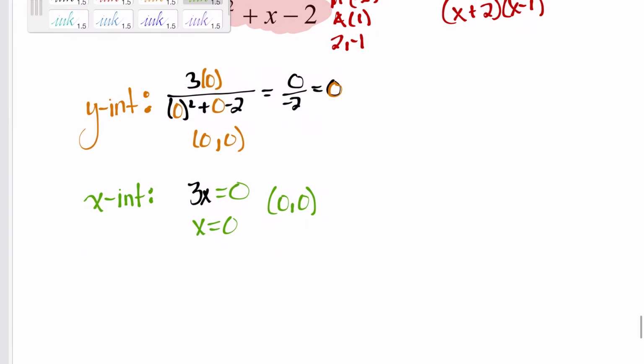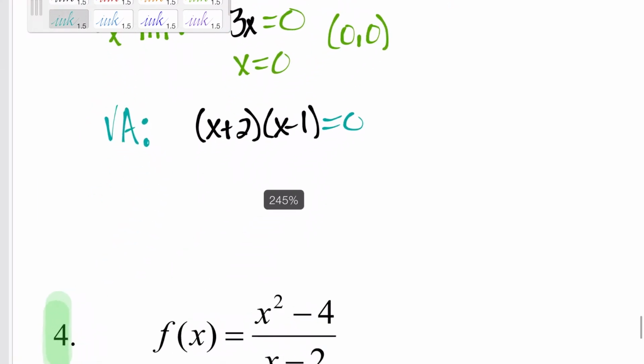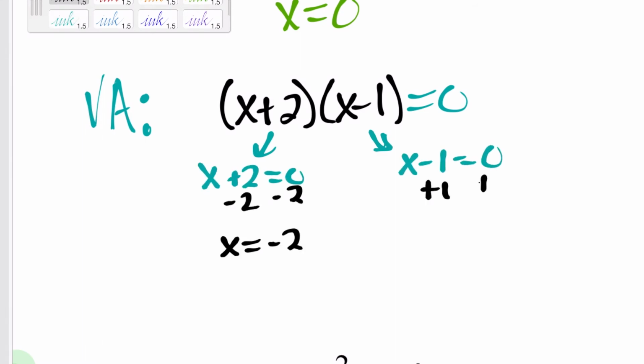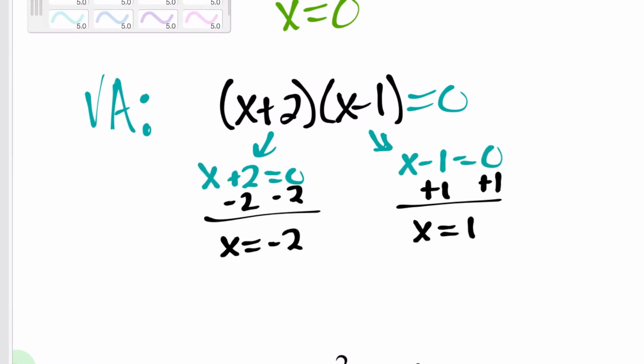So now that I have my intercepts, I'm now moving on to the asymptotes. So my vertical asymptote, we're setting those factors that were in the denominator equal to 0. And because these are multiplying and equal to 0, I can set each one equal to 0. And it looks like I have 2 asymptotes.